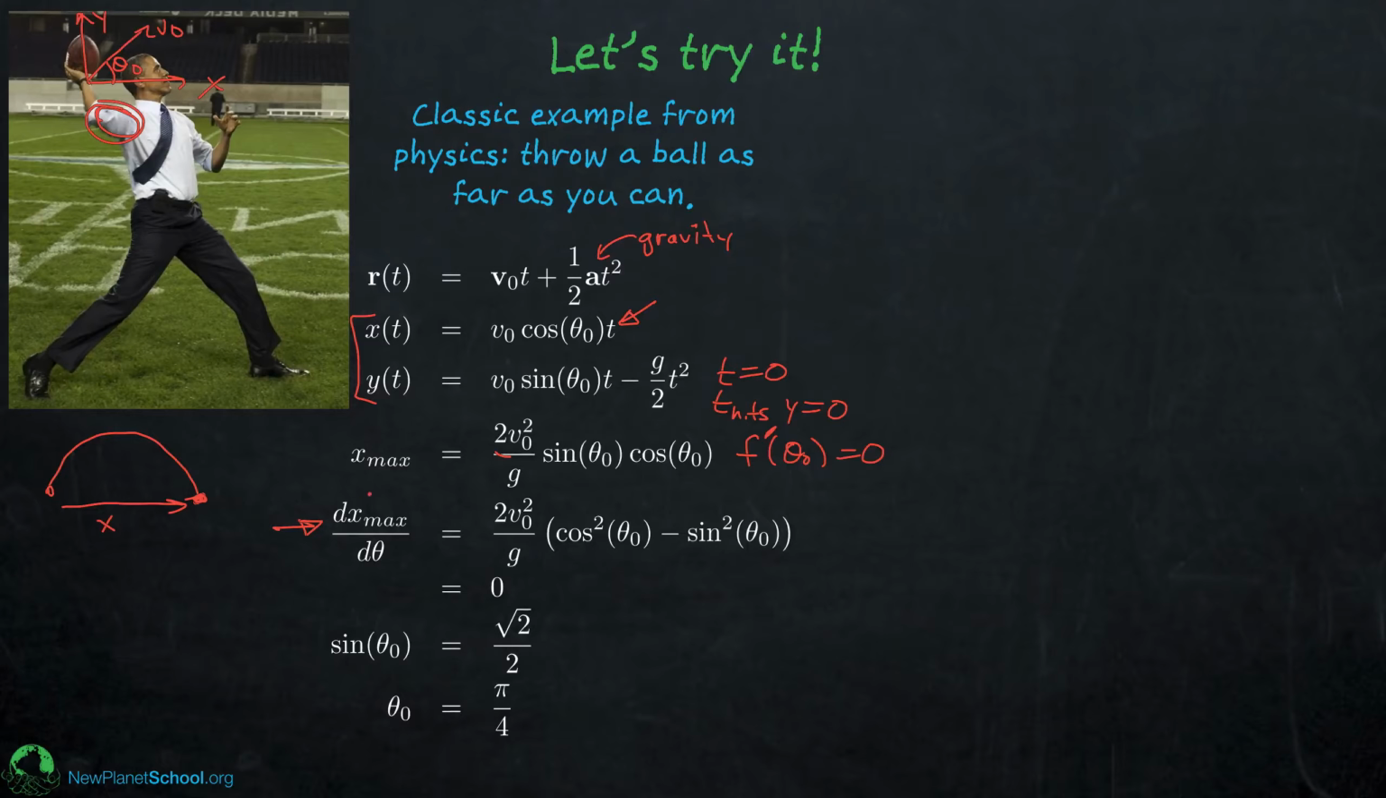Take the derivative, we get this. You can work out the algebra, do the calculus yourself, and set it to 0. So this is a statement of the optimization problem. This tells us which theta naught makes x max largest. That's what we want to tell him.